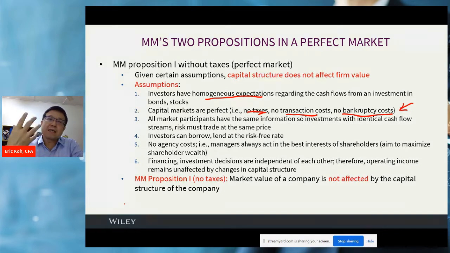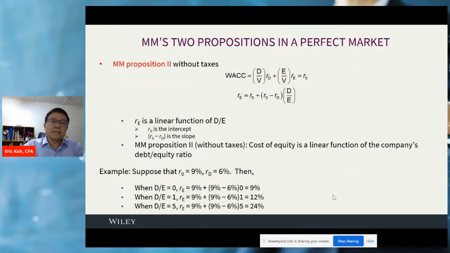We said that there are 2 propositions that M&M came up with. The first of which is that the firm's market value in a perfect capital market is not affected by capital structure. Capital structure does not matter. What then is the second M&M proposition? The second proposition is as follows.